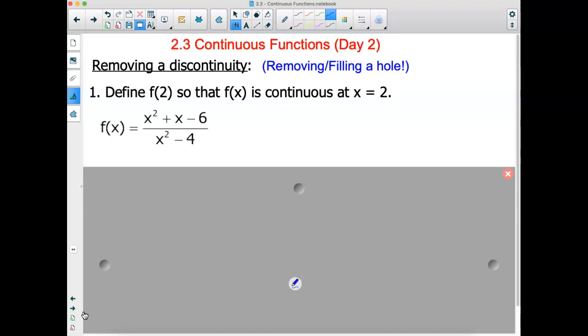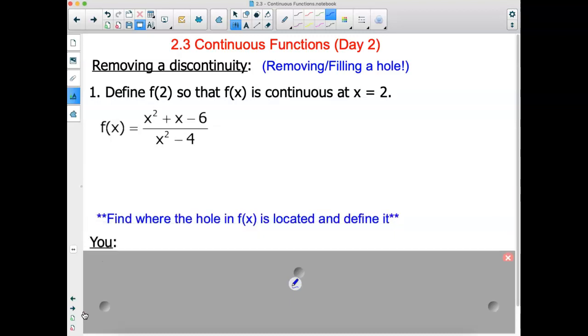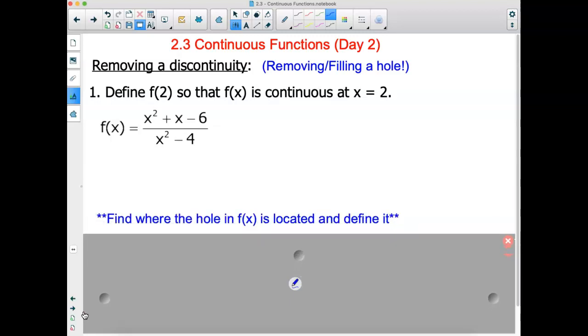And obviously I can see f of x equals x squared plus x minus 6 over x squared minus 4. And this whole define f of 2 so that f of x is continuous at x equals 2, basically what this is asking you is to find where the hole in f of x, in the function f of x, is located and define it. Define what y value that hole needs to be to fill it is really what it is, okay?